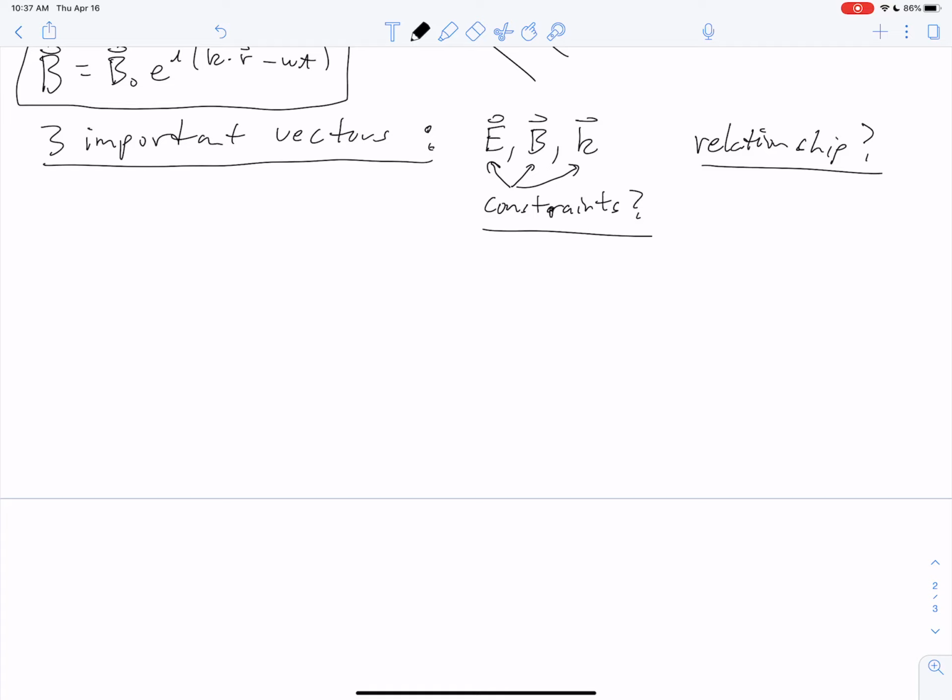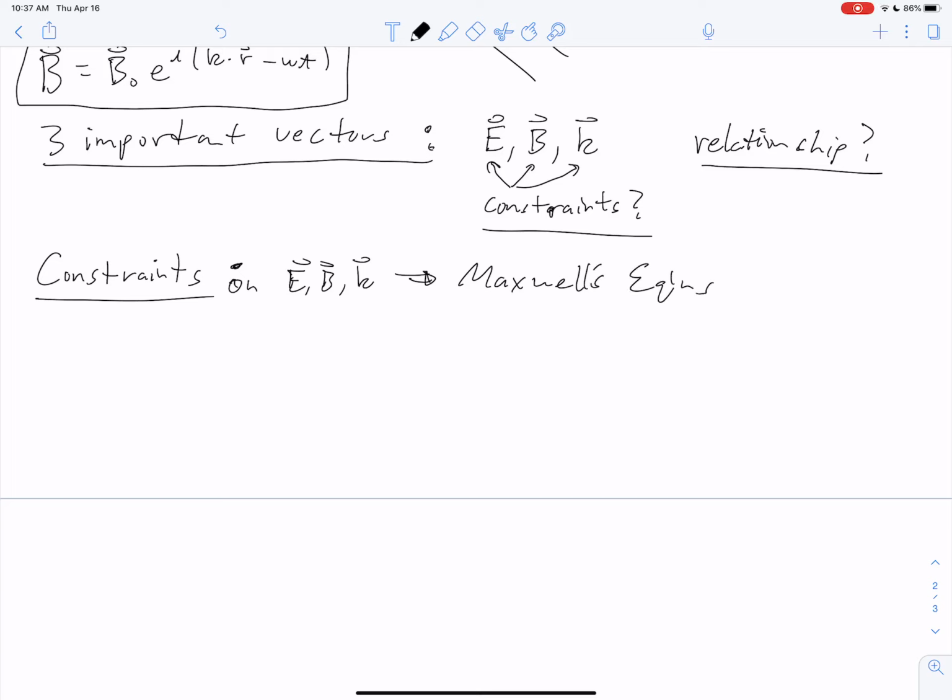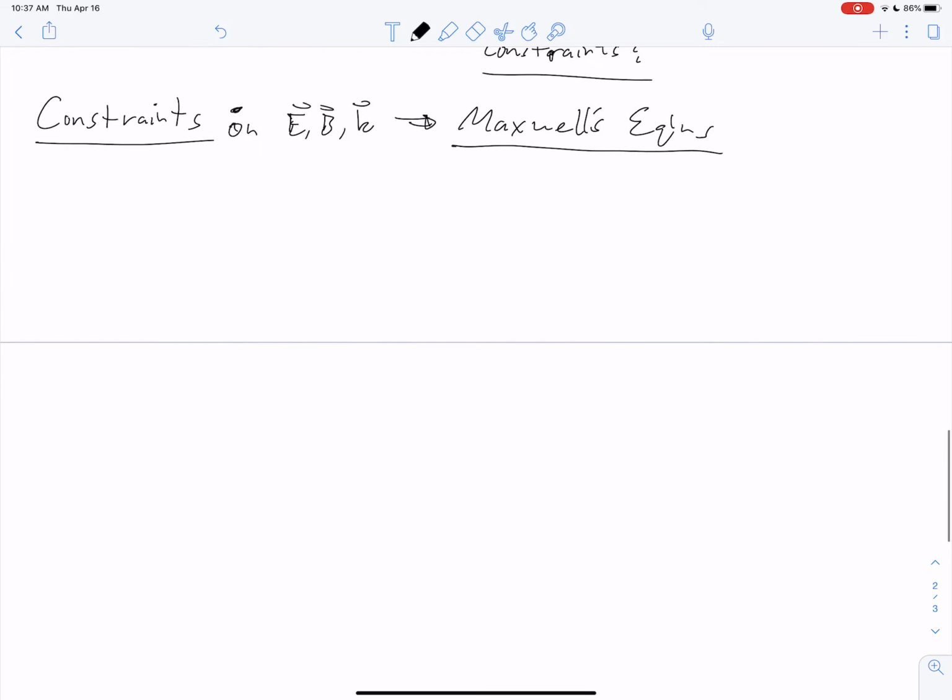And the way we answer that question is by using Maxwell's equations. So the constraints on the various components of our plane wave, the constraints on E, B, and K come from Maxwell's equations. And it's really easy to see that. And let's see that now.